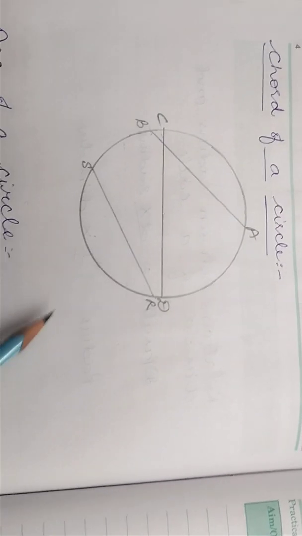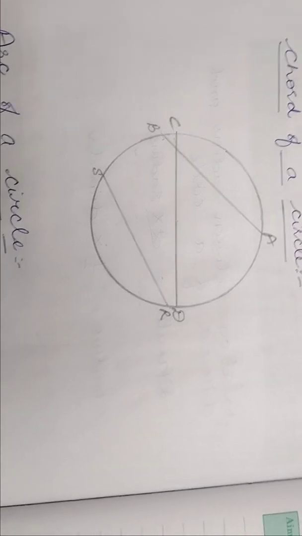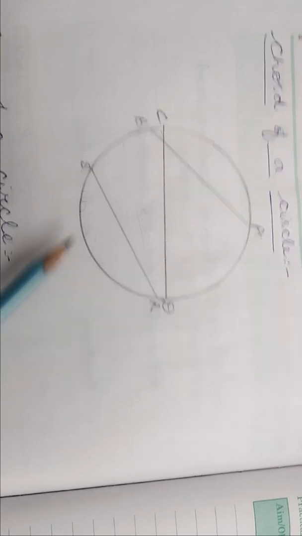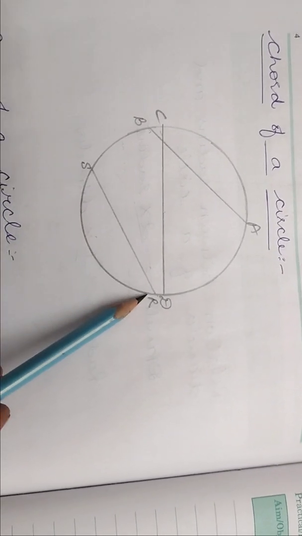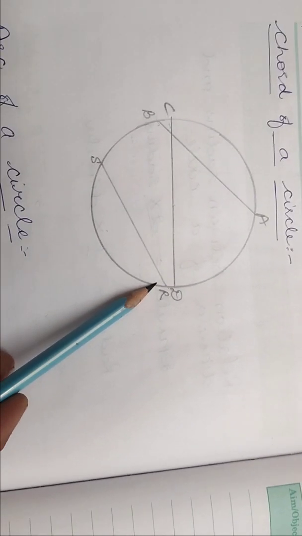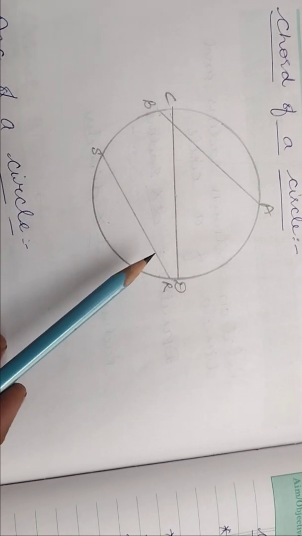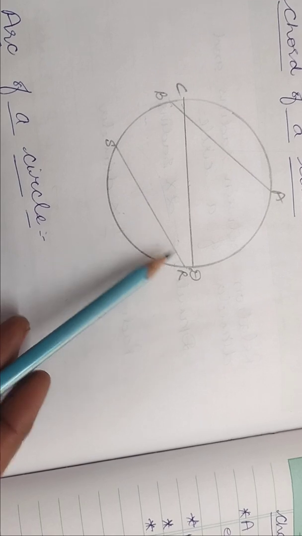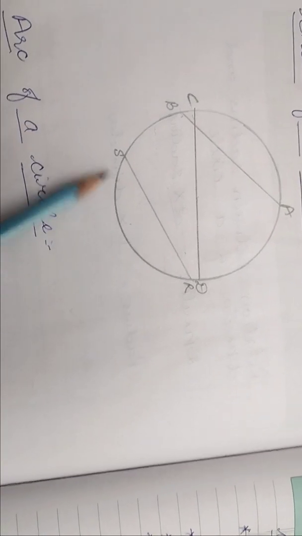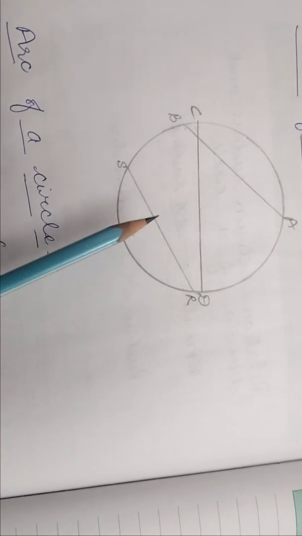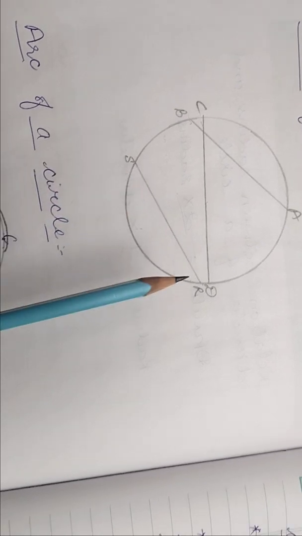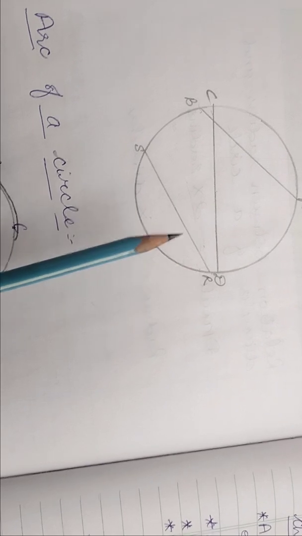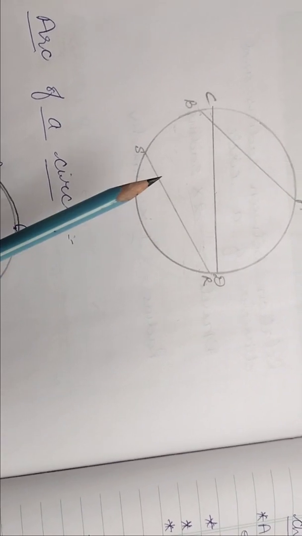Next is chord of a circle. In the given circle, a chord is a line segment whose end points lie on the circle. Its end points should be on the circle. We can draw many chords and all chords are not of equal length. You can see here, son, QR is not equal to AB and it is not equal to CD. And the chords may or may not pass through center of circle.